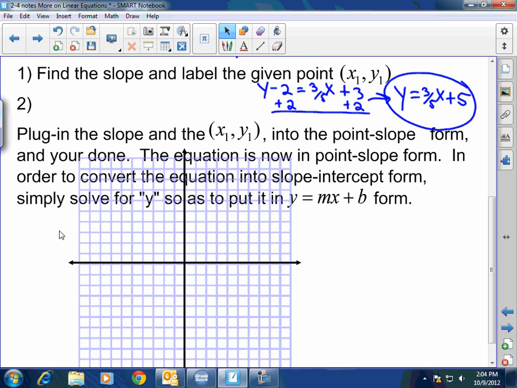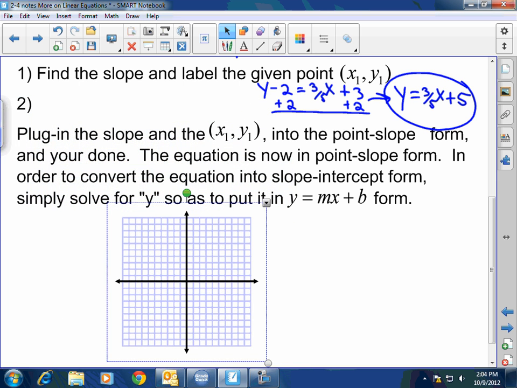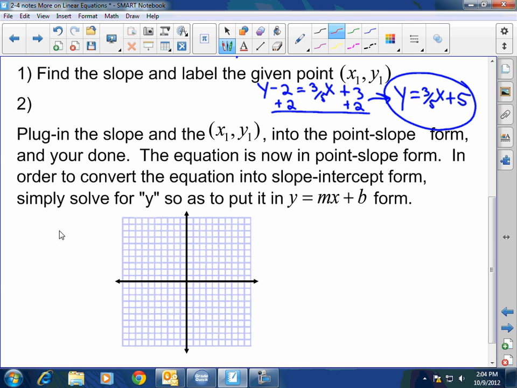Let me shrink this down a little bit. All right, check it out. What's my y-intercept? 5. So 1, 2, 3, 4, 5. What's my slope? So rise of 3, run of 5. Up 1, 2, 3, run to the right 1, 2, 3, 4, 5.